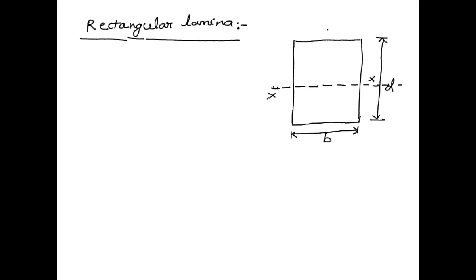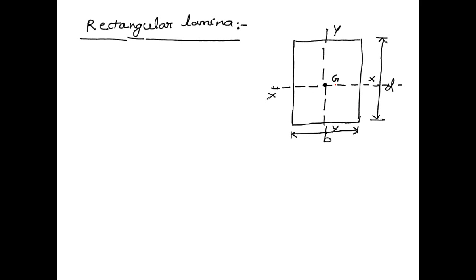Again I am considering one more axis yy, which is passing through the midpoint of this width of this rectangular lamina, or the horizontal side. So the axis xx and axis yy are intersecting at a point, and that point I am considering as the centroid of this rectangular lamina, denoted by G. The centroid lies at the midpoint of the width as well as the depth.